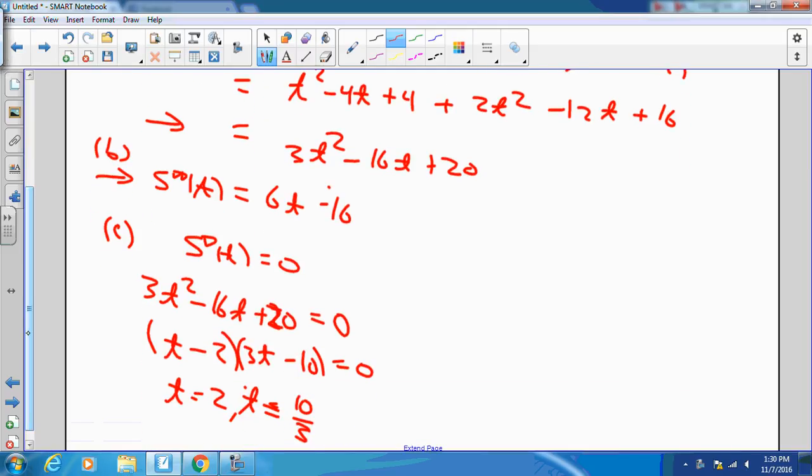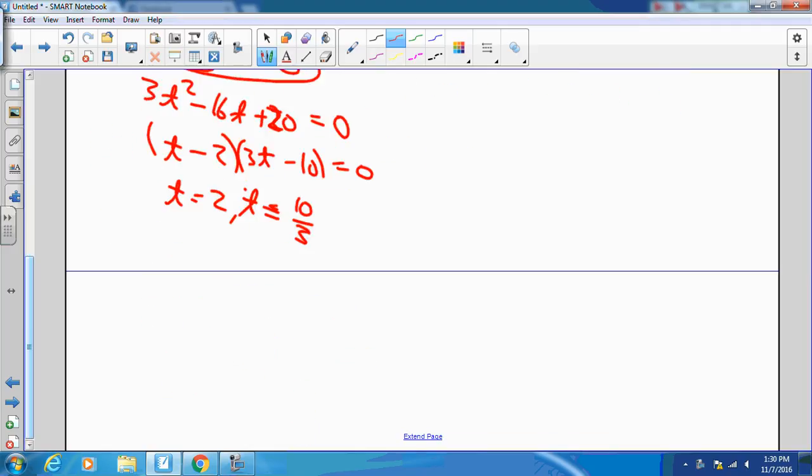Then they ask us to find the times when the particle is at rest, and rest means that the velocity is 0. So we express that concept first, and then we have to solve by factoring. Factoring is your friend. And then in part B, they ask us to describe the motion of the particle.